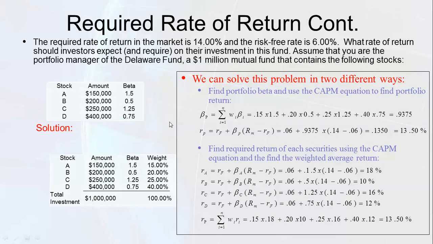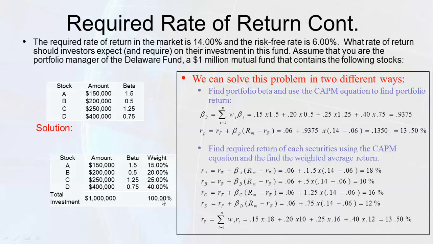All right. So now we have another example. Suppose market return is 14% and the risk-free rate is 6%. Okay. So if you have a $1 million fund portfolio, what is your portfolio return? What is your portfolio beta? So basically, you're gonna find the weight first. You add all those investment amounts for each of the securities, and then $150,000 divided by $1 million is 15%. So you find the weight of each of them.